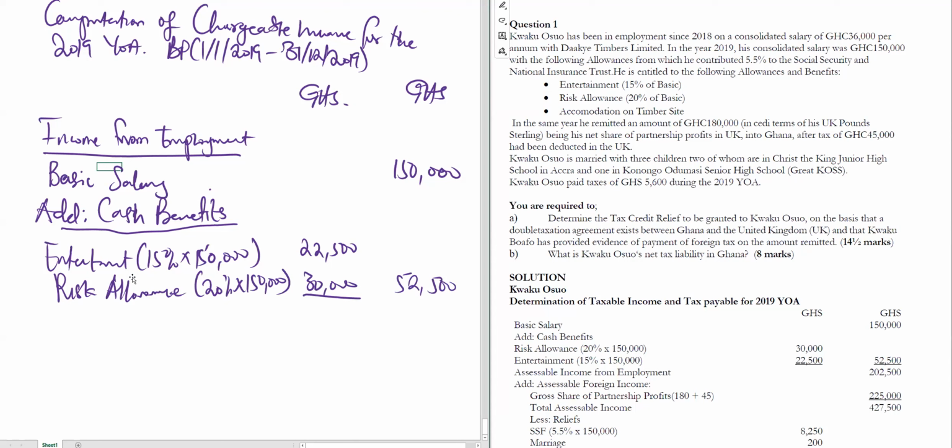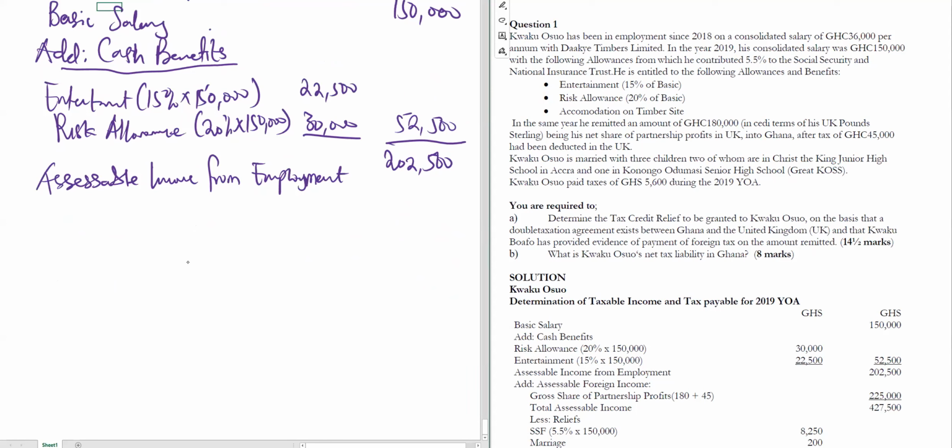Now he was given accommodation, which is a benefit. But anytime you have, in Ghana, accommodation on a farm or a timber site, a construction site, it's exempt from tax. Do you get it? That is why we will not include it. So in that case, when we add this, 150,000 plus 52,500, that is 202,500, right? And this becomes his assessable income from employment, right? Do we all follow?